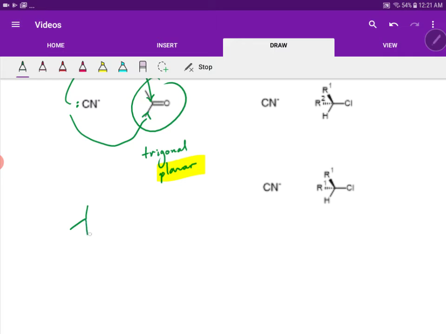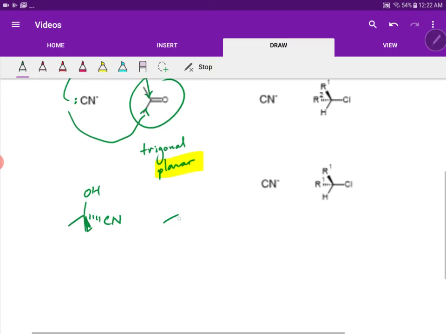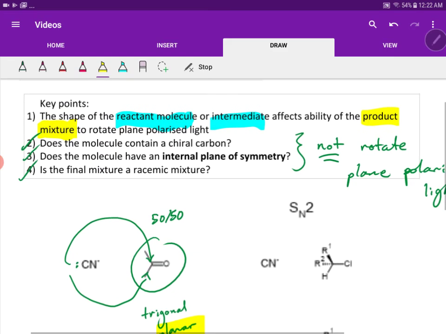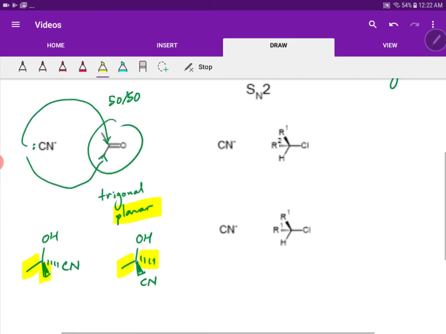If it attacks from the top and bottom, my final product will look like that. Of course, I have omitted HCN as the other reagent. And I will also get this as my product. What you can realize is, even if it is not flat, it does not contain a chiral carbon because two of these groups are exactly the same. They are both methyl groups. So this molecule does not have a chiral carbon, and because of that, it is unable to rotate plane polarized light.